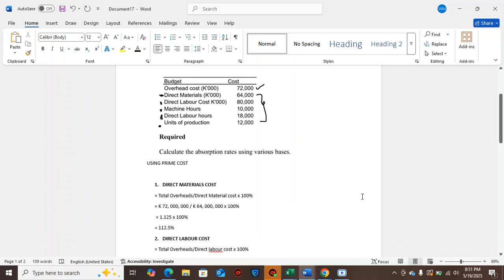Yes. So as I was saying, prime costs, these are your direct costs: direct labor, direct materials, and any other direct expenses. Then what about conversion costs, colleagues?